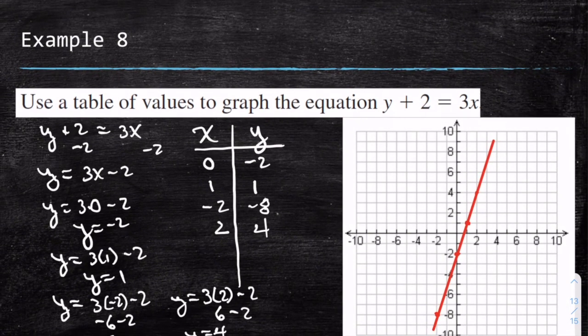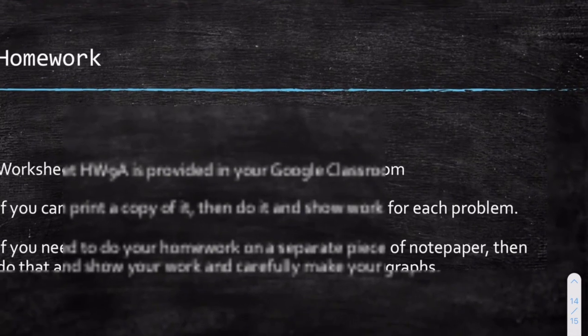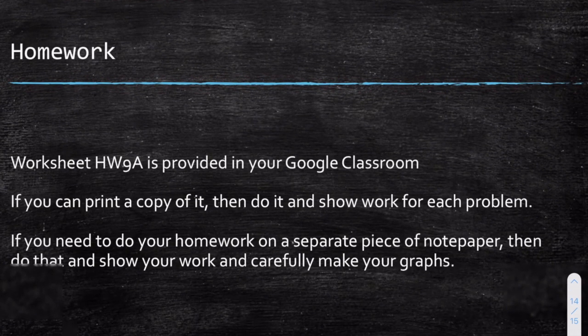And so that takes us to homework. Homework is a worksheet, HW9A, and is in your Google Classroom. If you can print, please, a copy of it, then do that and show the work for each problem. Or if you can't print it, just put it up on your screen and pull out a piece of notepaper and do the very best you can of showing your work and carefully making graphs on your notepaper. Take a picture of that and turn it in, and that will be your homework.